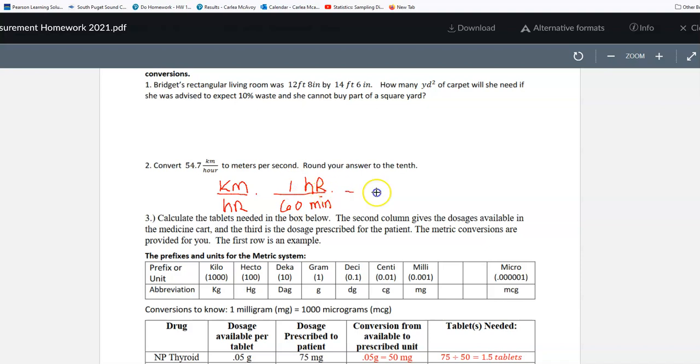And then I want to change the minutes into seconds. And that would be, again, 60 seconds to 1 minute. And then you want to change your kilometers. You want to get rid of kilometers, and you want to end up with meters. And there is 1,000 meters for every 1 kilometer. So you start off with your 54.7. It looks like this kind of.